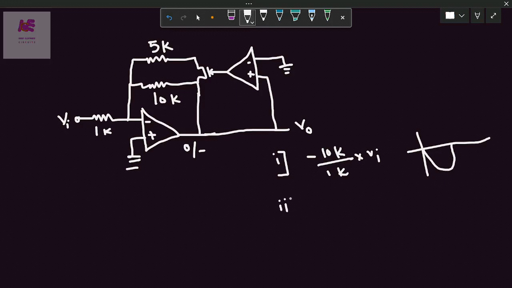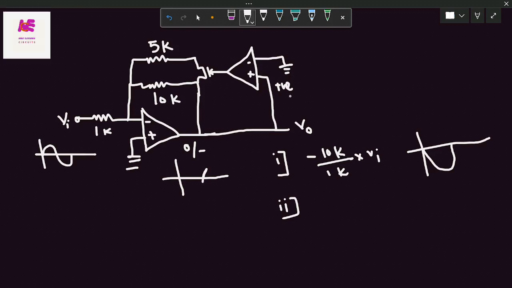The second condition: what happens during the negative half cycle of the input? During the negative half cycle of the input, the output will go above the positive reference line, which means some positive voltage will be there at the non-inverting terminal of the operational amplifier. So in the comparator, as I explained, if the positive voltage is greater than the reference voltage, the output will be plus V saturation, and the output will be high. The MOSFET will be in the saturation region.